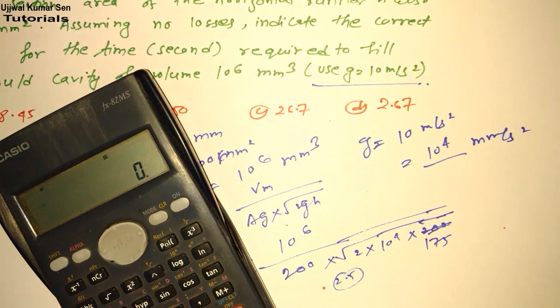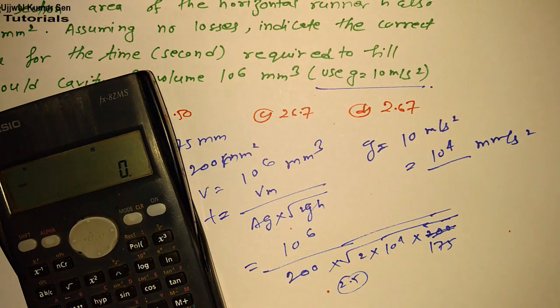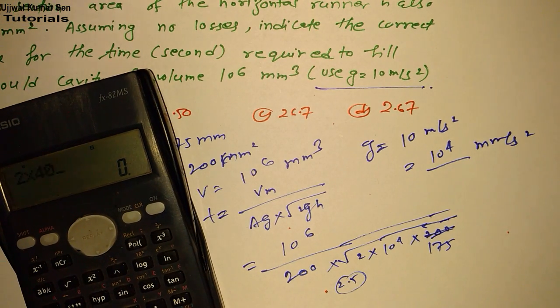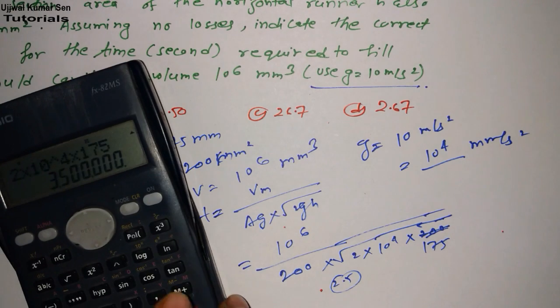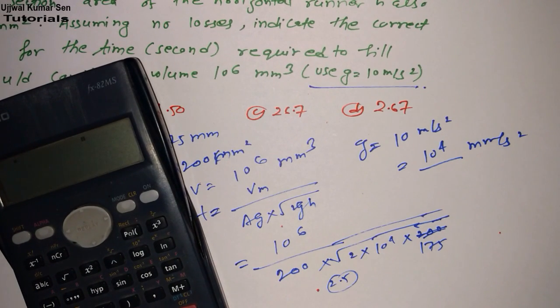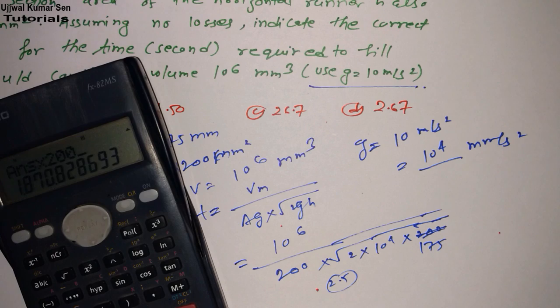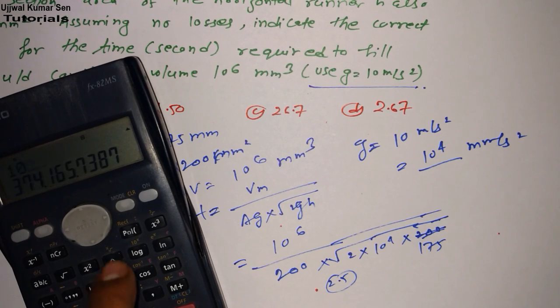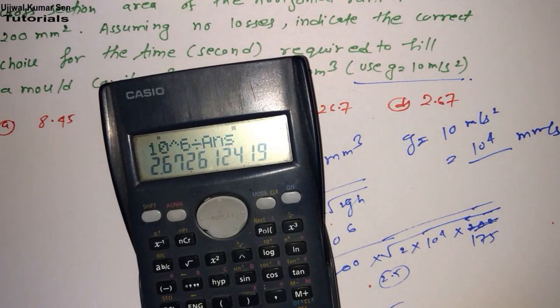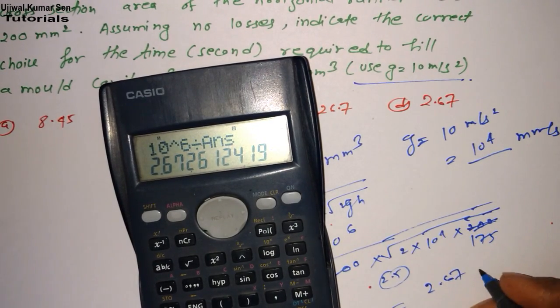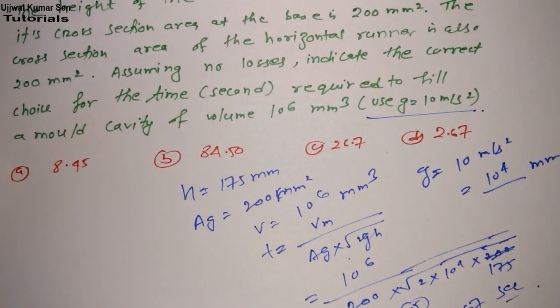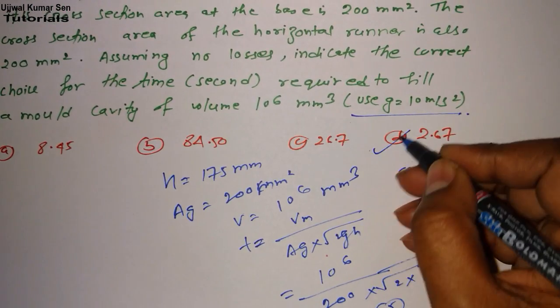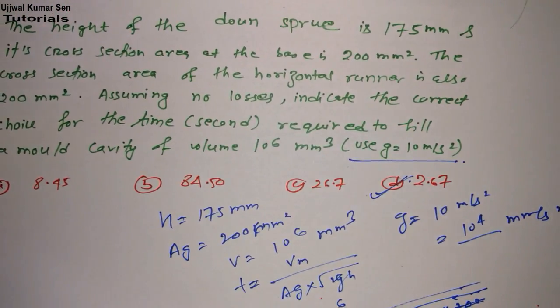I don't think so. Okay, so this one is not, h is 175, right? And this one is right. Now it's okay. So what we have to do, 2 multiplied by 10 to the power 4 into 175 is this, divided by 2 is this, multiplied by 200 is this, and 10 to the power 6 divided by the answer. So what is the answer here? You can see 2.67. Okay, so time is in seconds. So this will come 2.67 seconds. So D is the right answer for this question.